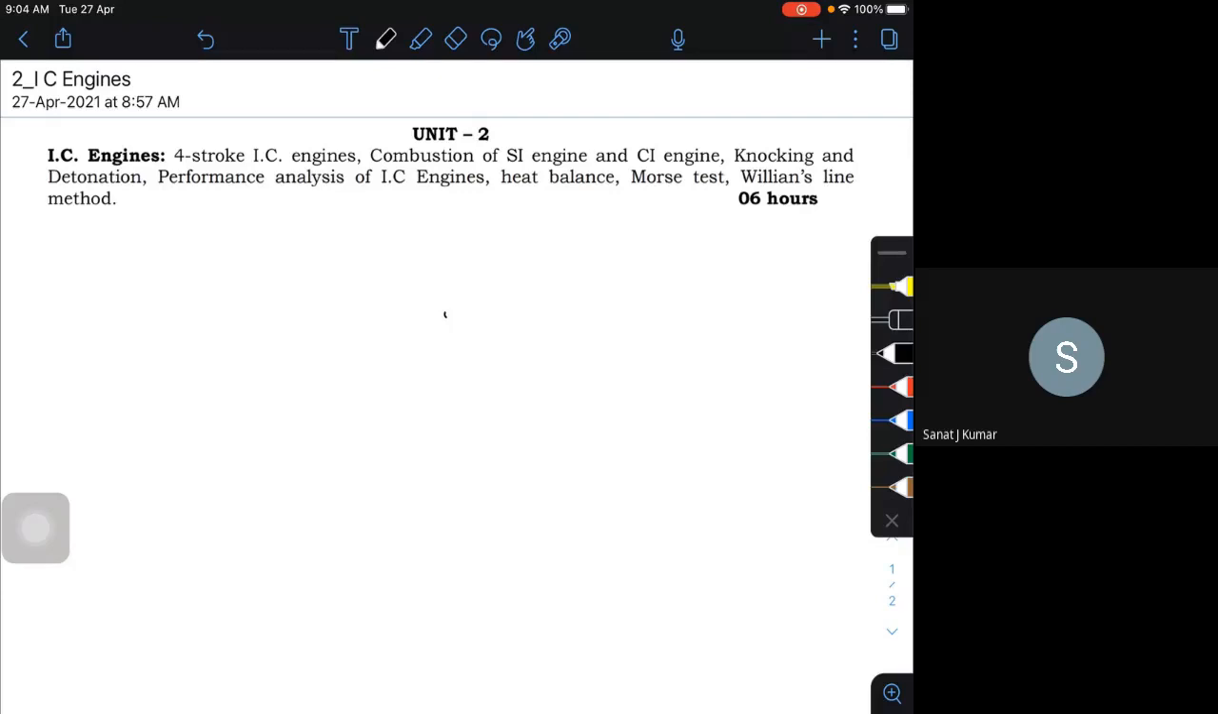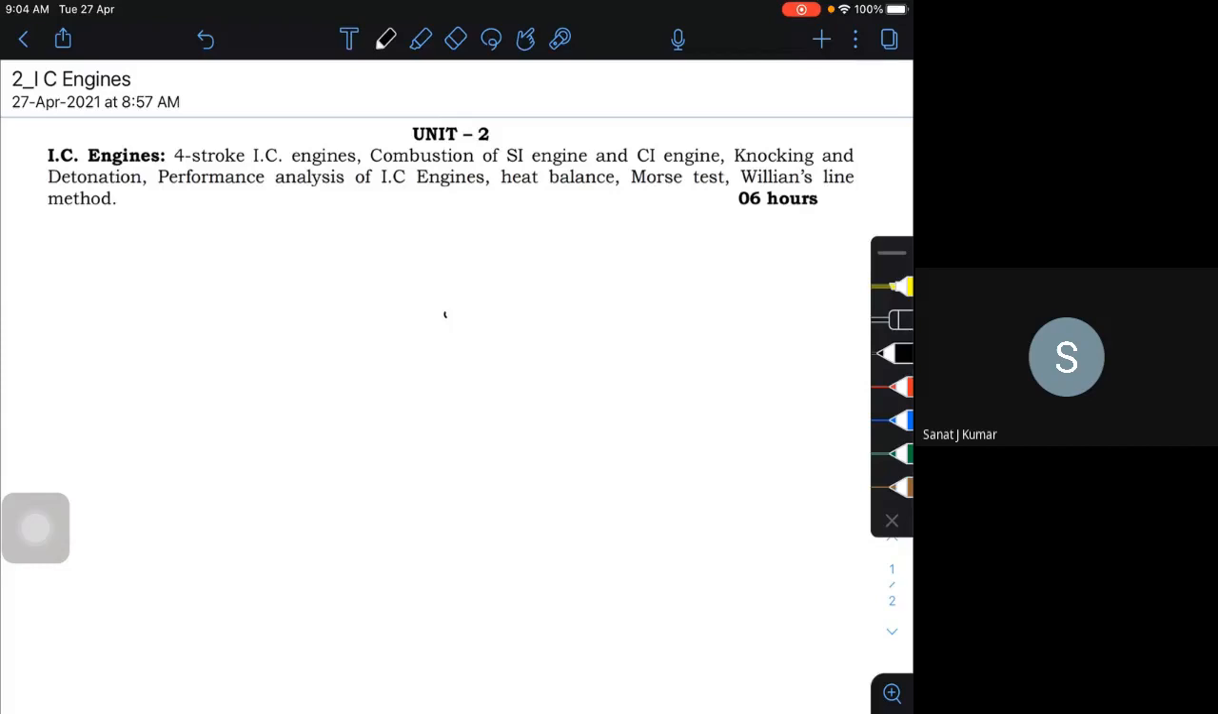So this is the whole syllabus. Roughly around 5 to 6 hours, maybe around 3 to 4 hours, I'll try to concentrate on theory, maybe 1 or 2 hours. I'll try to concentrate on solving some numericals.